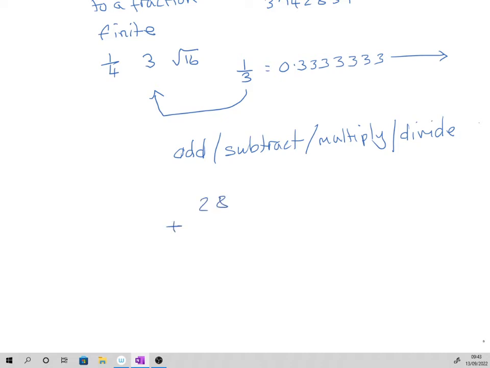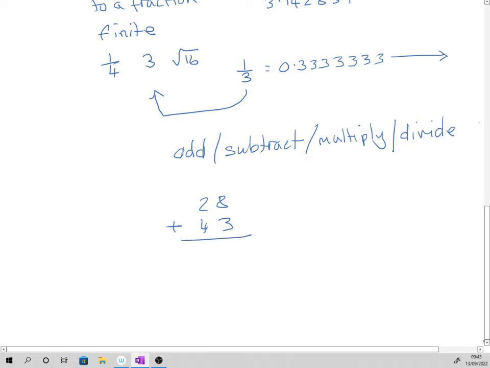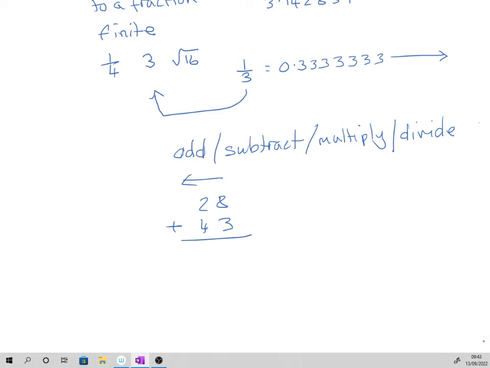So 28 plus 43. Keep them in columns. Keep them nice and organized, and work from the right. So we add the 8 and 3 together, which gets 11. So we put the 1 there and we carry 1 over into the next column. So we've got 1 in the tens column and 1 in the ones column.